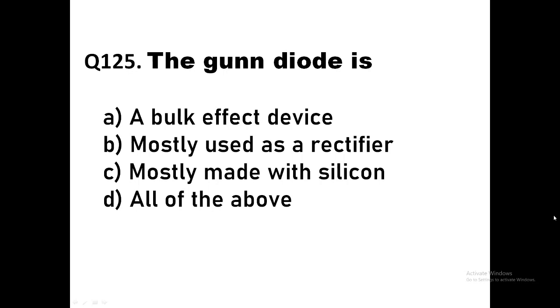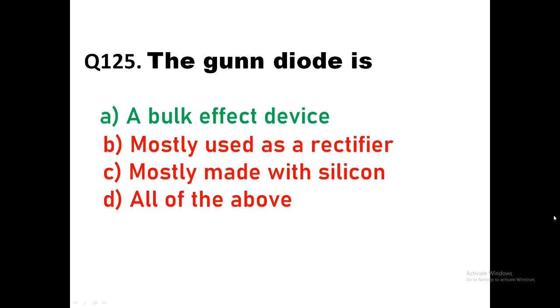Okay, that means these are the diodes which can be used for higher power and higher frequency without a PN junction. So these are the diodes which don't have a PN junction. They are called bulk effect devices. So here the answer will be: the Gunn diode is a bulk effect device. It is a bulk effect type of diode.